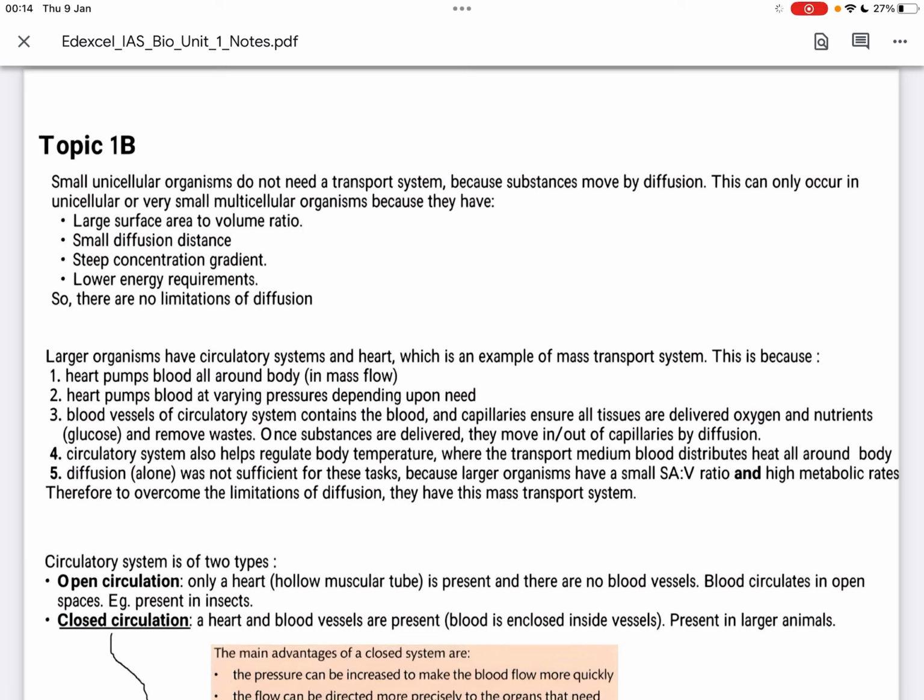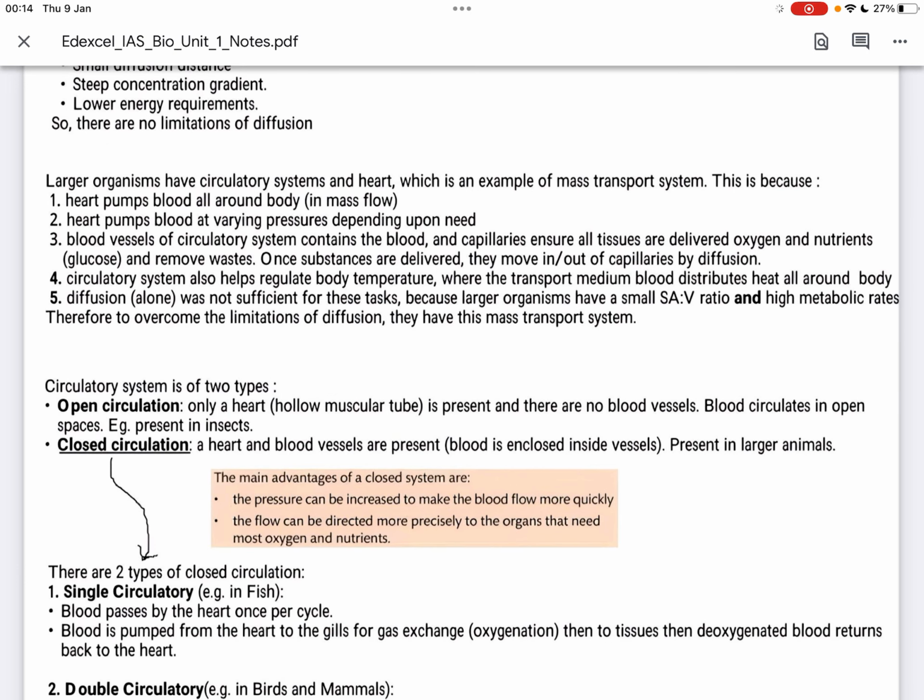In other words, these are the factors that increase the diffusion rate: larger surface area to volume ratio, small diffusion distance, steep concentration gradient, and lower energy requirements. Now, large organisms have a circulatory system and heart, which is an example of a mass transport system.